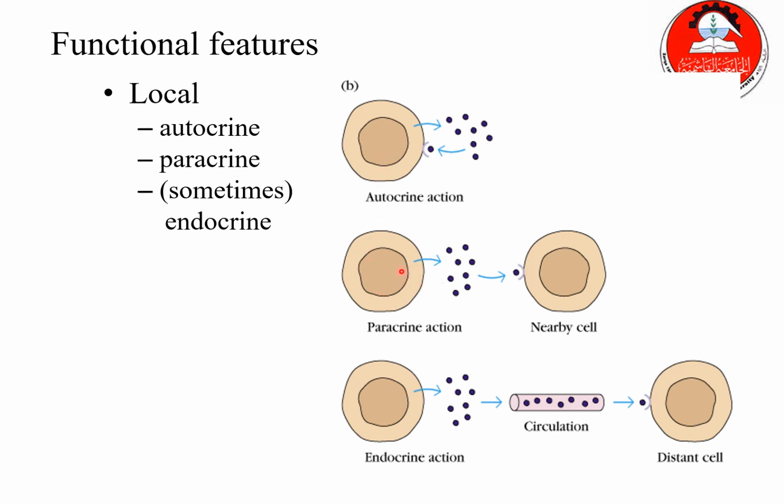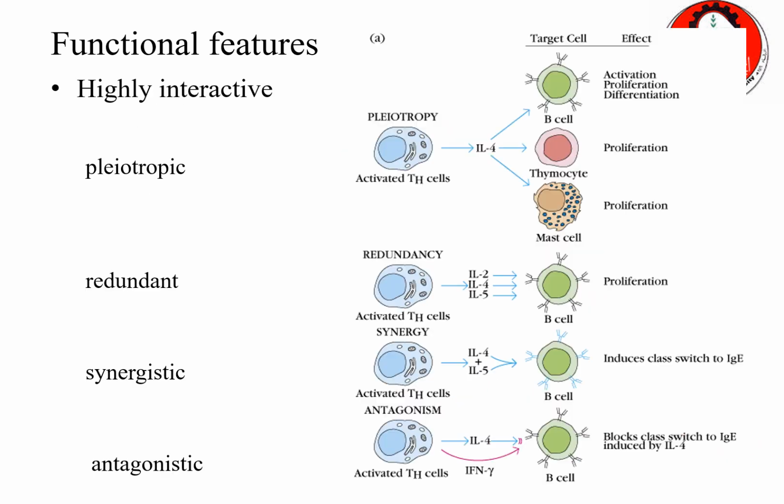Paracrine, as we said, produced by this cell, and it is recognized by receptor on the nearby cells. And the endocrine, it is released by this cell, go through the circulation to distant cells. So this is the endocrine.